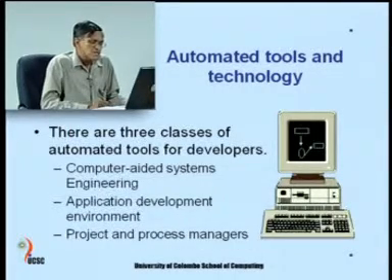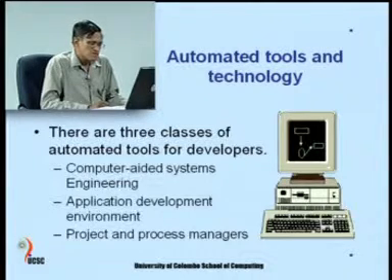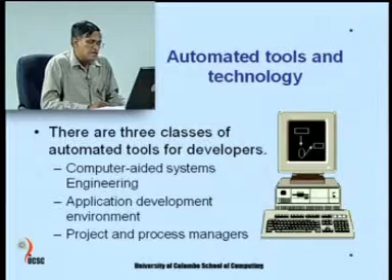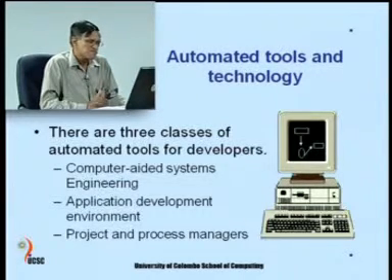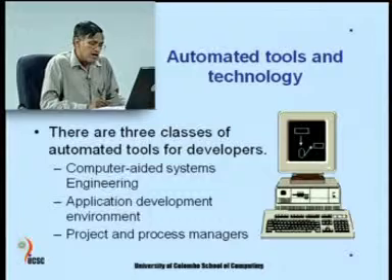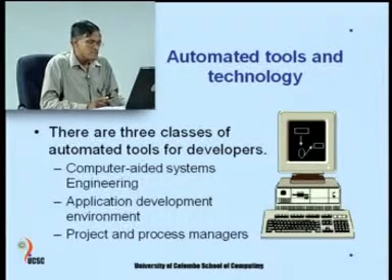Then let us look at the three classes of automated tools available for developers. They are the computer aided systems engineering tools, for example like Rational Rose, which falls into that category. Then application development environment, like VB.NET, falls into that category, and I will give you more examples later. Then project and process managers like Microsoft Project, an example of a project and process manager tool. We will examine each of these separately.